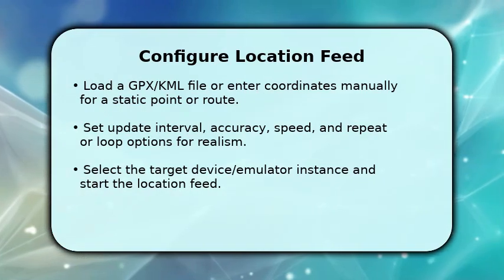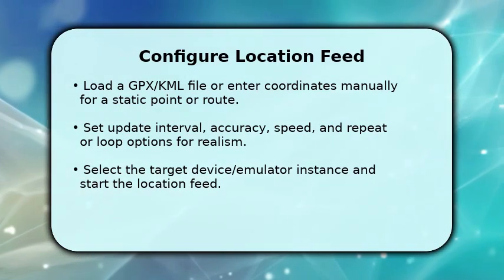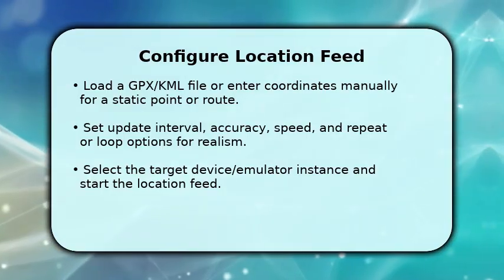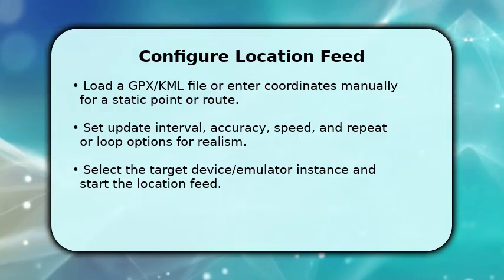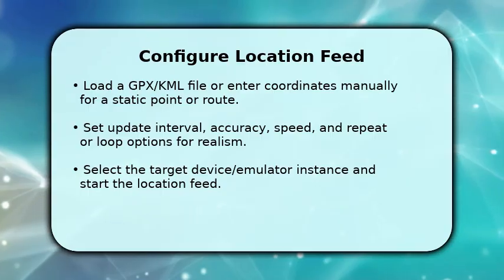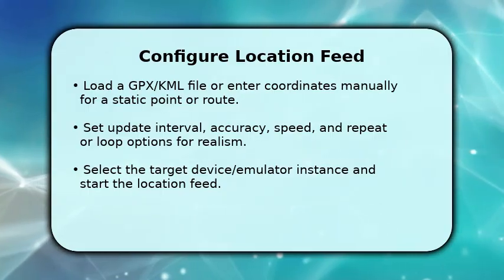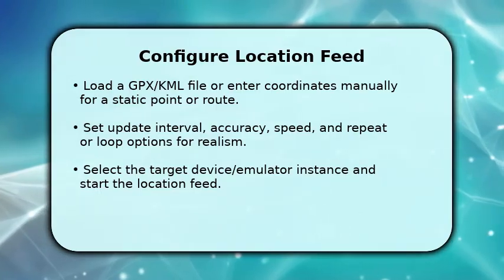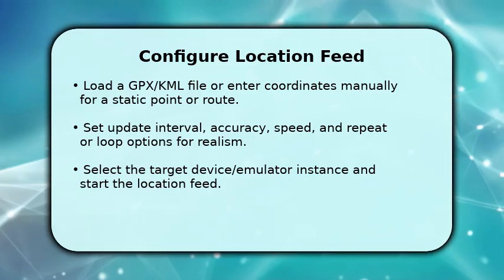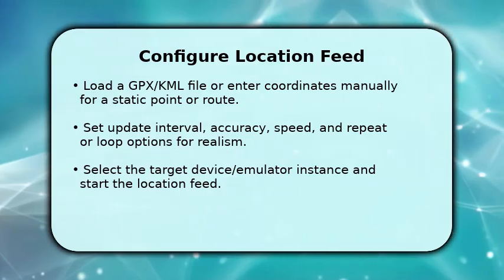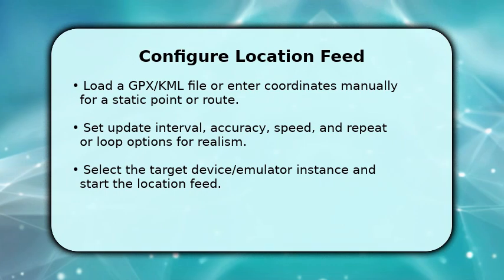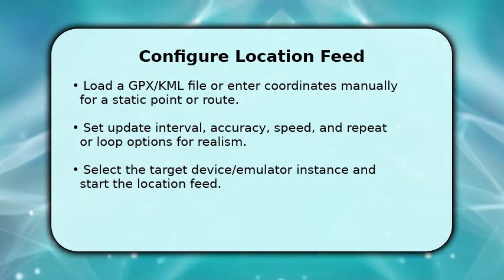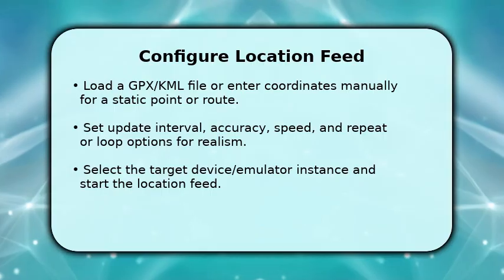Next, configure the location feed to match your test scenario. Load a GPX or KML route or type in latitude/longitude for a static point. You can also set speed and bearing for movement. Then adjust update interval and accuracy to simulate realistic GPS jitter. Shorter intervals give smoother movement, longer intervals save CPU. Once configured, pick the target emulator or connected device instance and start the feed so the system receives steady simulated positions for your app to consume.